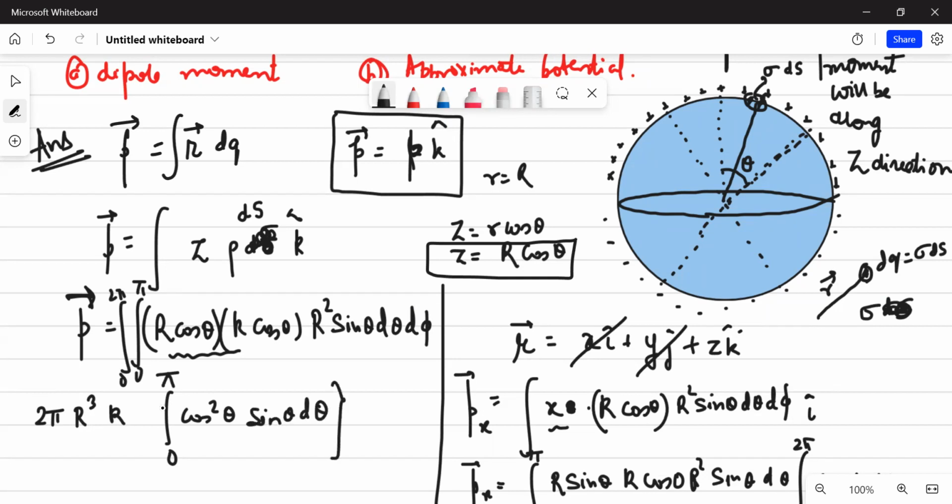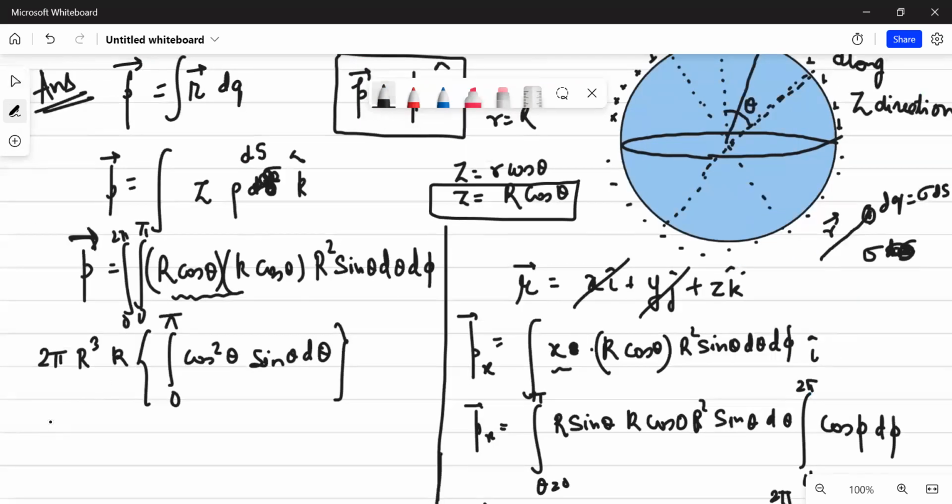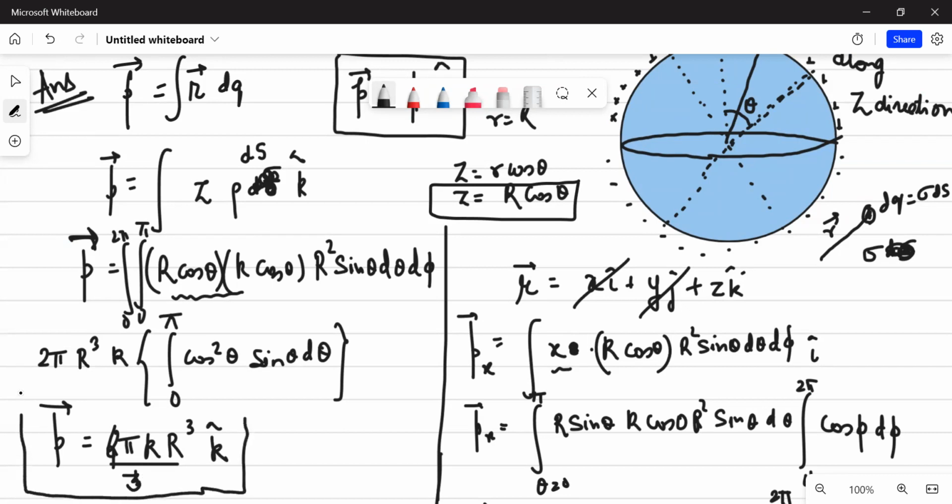ठीक, अभी थोड़ी देर पहले इसका integration किया था, integration to come out as 2 by 3. So effectively, I know that p vector would be along the k cap direction, and it is 4 pi k r cube upon 3 k cap. Is that clear? So this will be the net dipole moment due to sphere containing such a charge distribution, which is given by k cos theta. Is that clear or not clear?